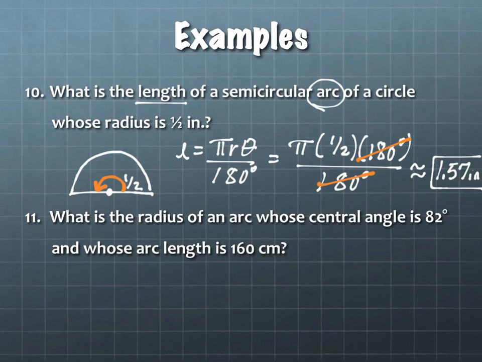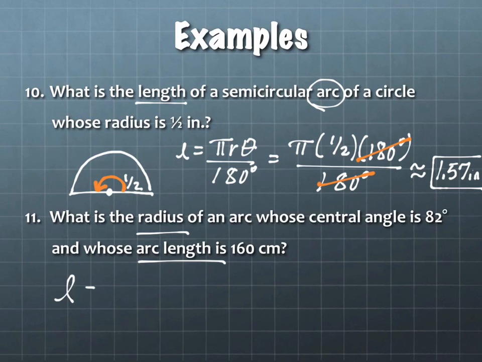Cool. Last example. What is the radius of an arc, excuse me, whose central angle is 82 degrees and whose arc length is 160 centimeters? Again, if you want to draw a picture, by all means you can. This one is a little bit more direct because they give me the angle measurements, so thinking through it is a little bit different than the last one. It does ask for information about the radius, and it tells me something about arc length.